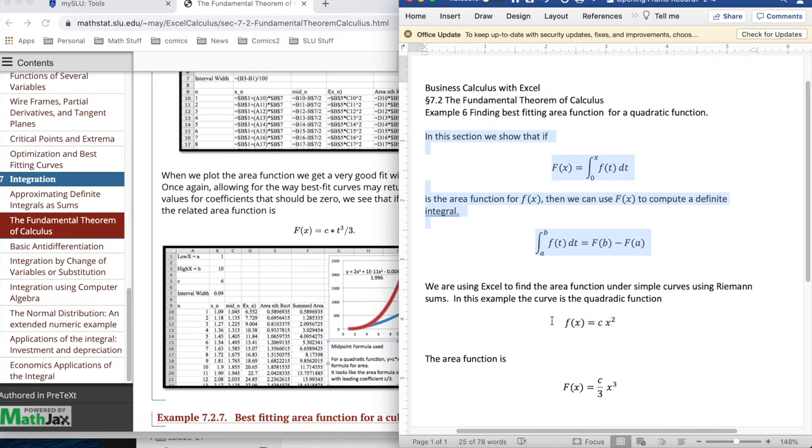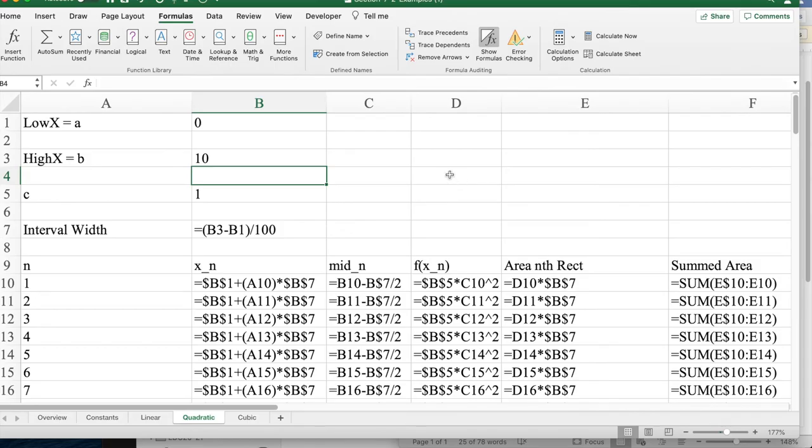We'd like to be able to construct these area functions, and we're going to do that with Excel using Riemann sums. In this example, we'll look at little f of x being cx squared and find that the area function capital F of x is c over 3 x cubed. As we did last time, we're going to use the midpoint rule. We've set up the section. There's a low x, a high x.